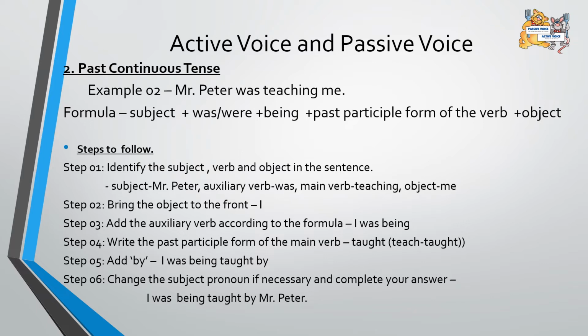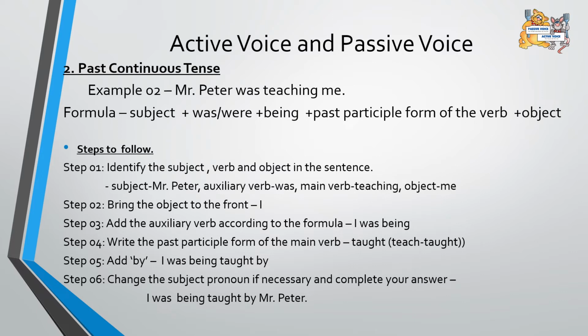Step 1. Identify the subject, verb and the object in the sentence. The subject is Mr. Peter. The auxiliary verb is was. The main verb is teaching. The object is me. Here you have to change the object pronoun me to subject pronoun I when you take it to the front of the sentence in step 2.